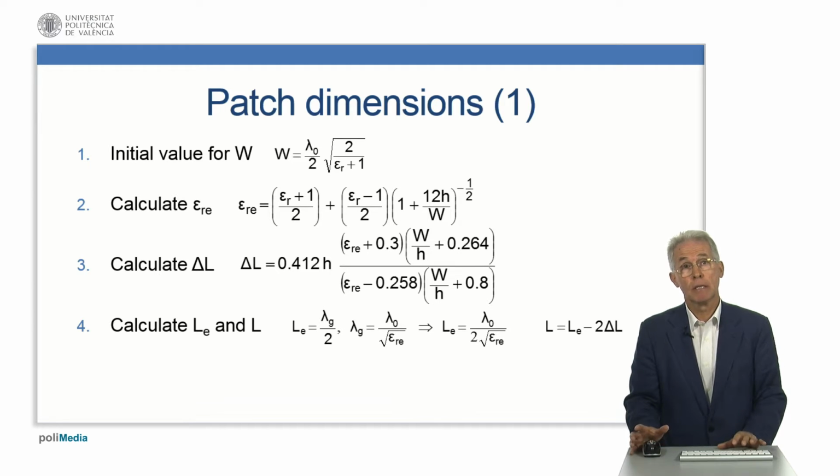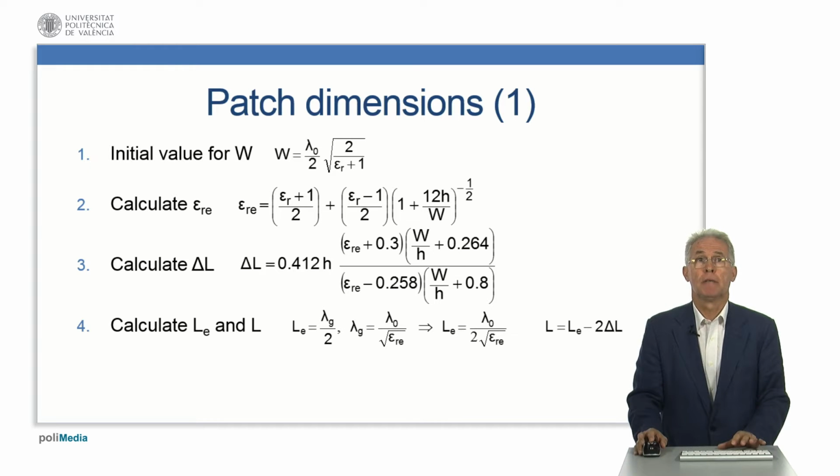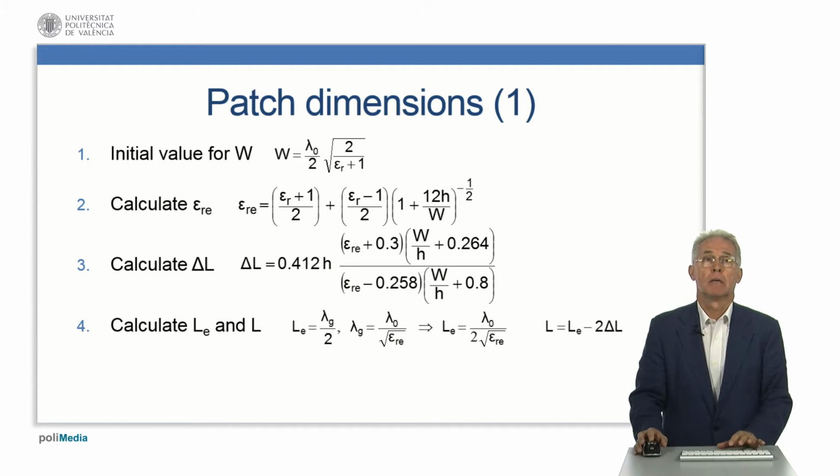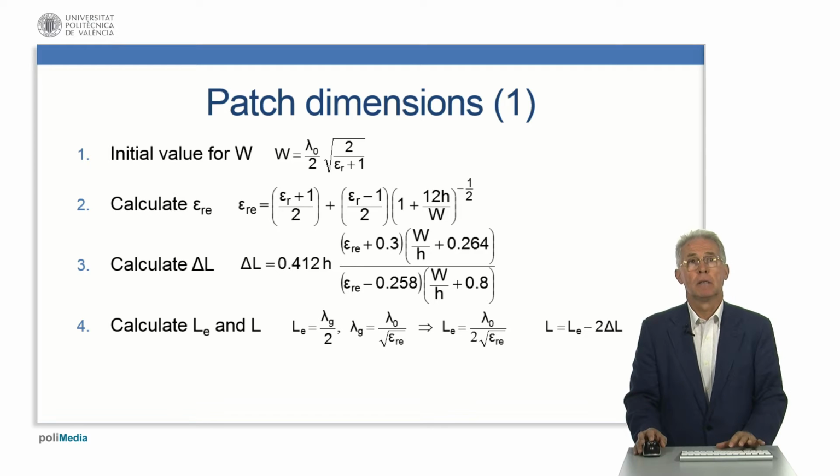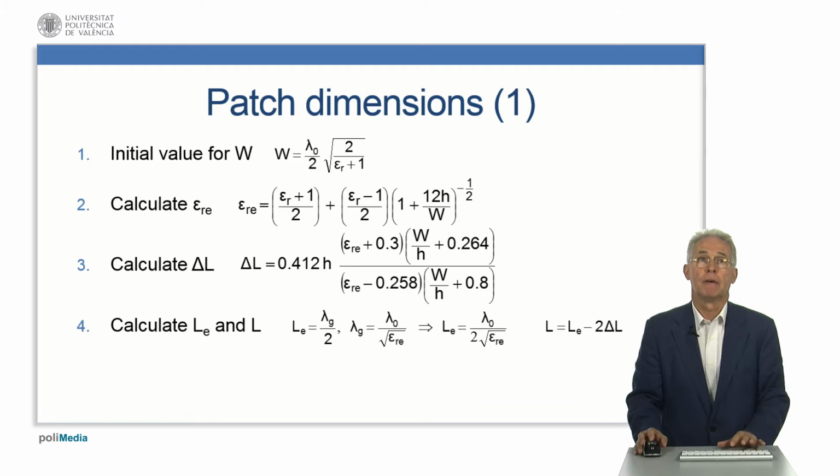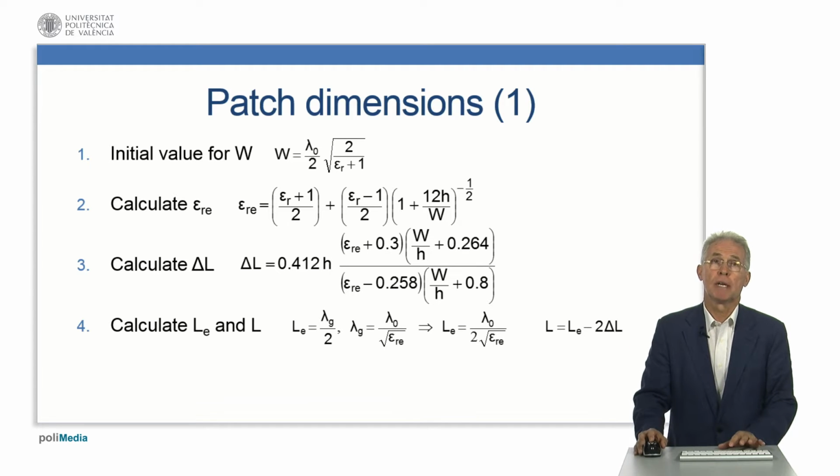Then we can calculate in step 3 the fringing field effect. And then the equivalent length of the patch, and consequently, as we have the equivalent required length and the fringing effect, we obtain the physical length of the patch by subtracting LE by 2 times delta L.